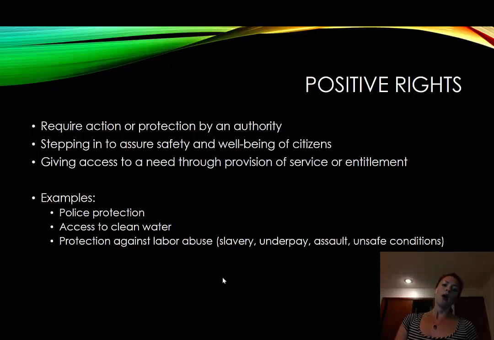Another example that might be a positive right that the government has to enforce is protection against labor abuse. This means someone forcing you into slavery, someone not paying you or underpaying you, not paying what they promised to pay you. I've actually had to report 2 employers to the Department of Labor because they did not honor our contractual agreement. They underpaid me what they said they were hiring me for. I got reparations in both situations because the government, the Department of Labor, stepped in and corrected that situation.